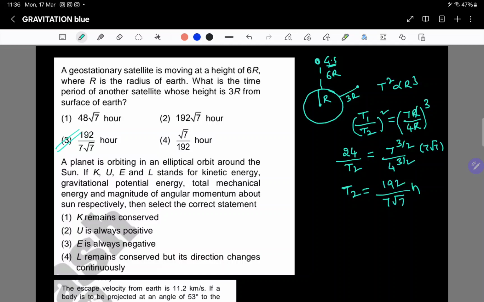Very important, students. Kepler's third law related questions are repeated many times from the NEET point of view. T square is directly proportional to r cube, a multiple times question. Very important.